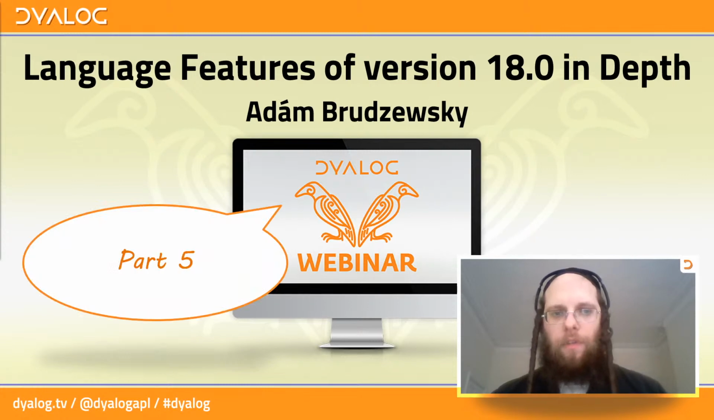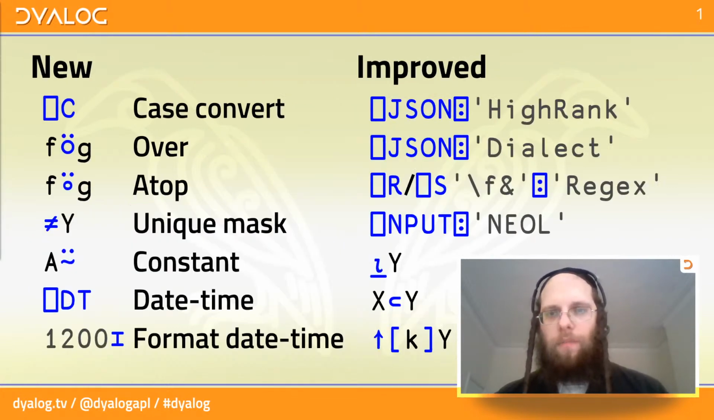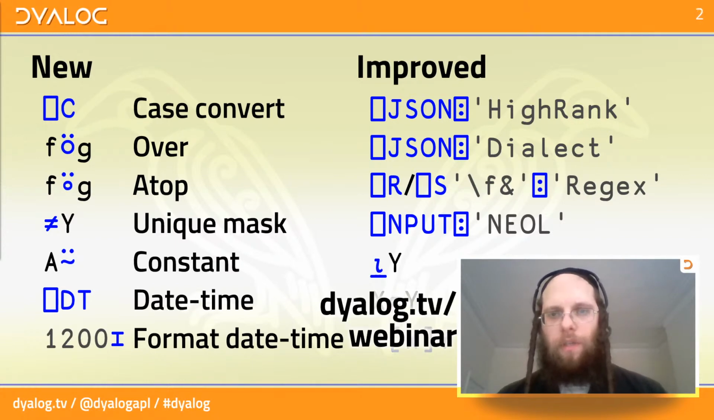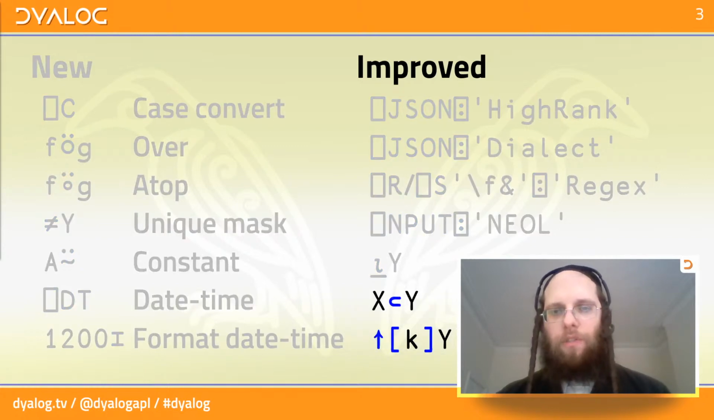This is the fifth in the series. I'm going through all the new and improved primitives, system functions, and an I-beam as well. Here's a brief overview of all the features that this series covers, and these are the ones that I've gone through so far. You can find the previous webinars on dialog.tv. So today I'm going through extensions to Partitioned Enclose and Mix with Axis.